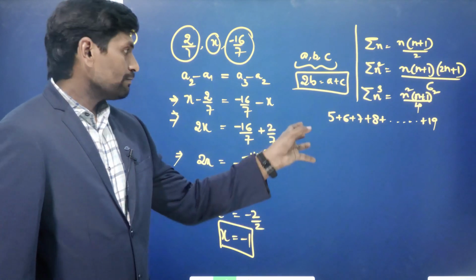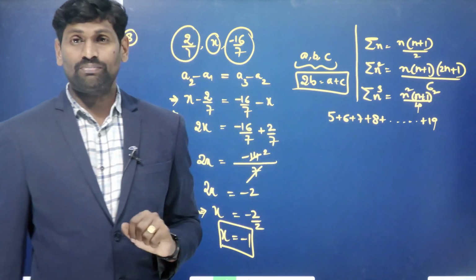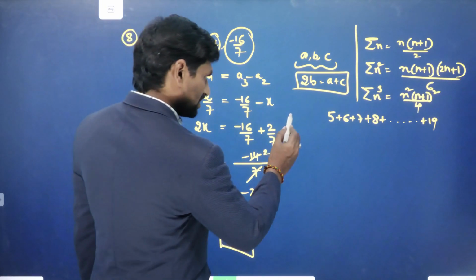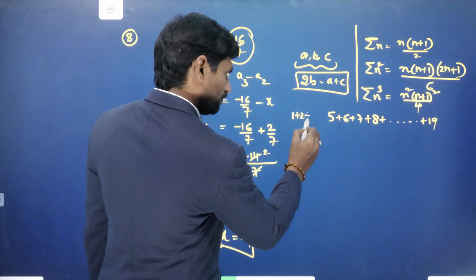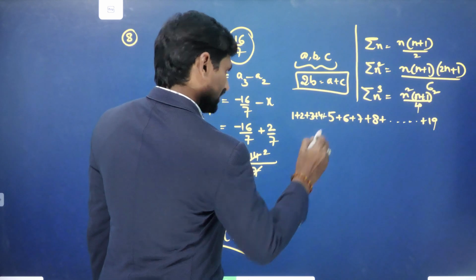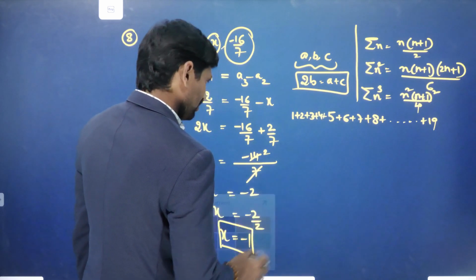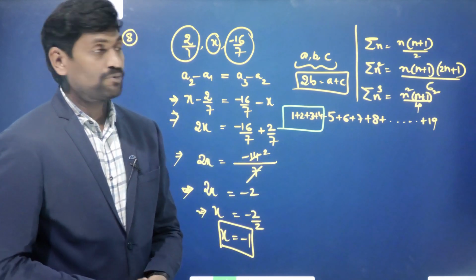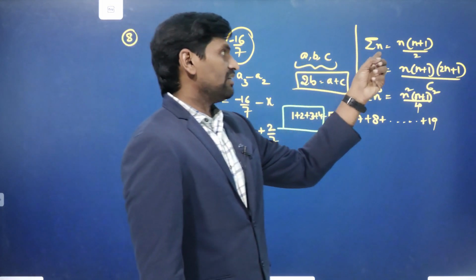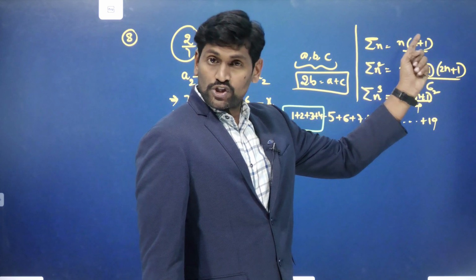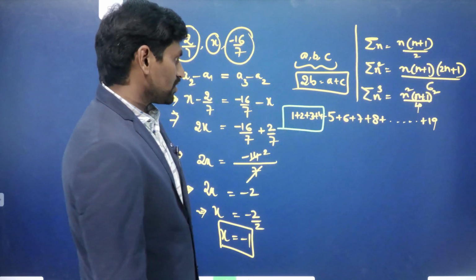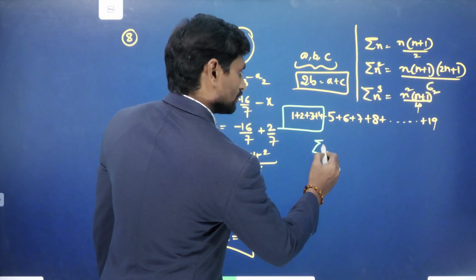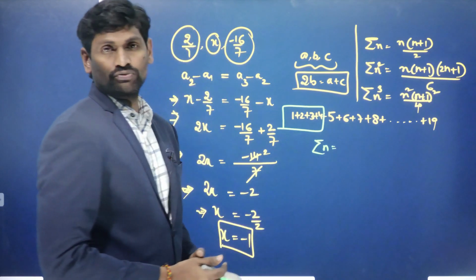But this is also somewhat like that: continuous numbers, but the first 4 numbers are missing. What are the first 4 numbers? 1 plus 2 plus 3 plus 4. These first 4 numbers are not there, no? So I will remove them at last, using the formula sigma n, sum of first n natural numbers, n into n plus 1 by 2.